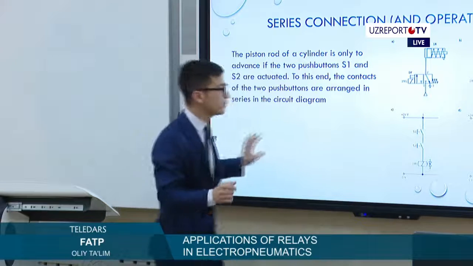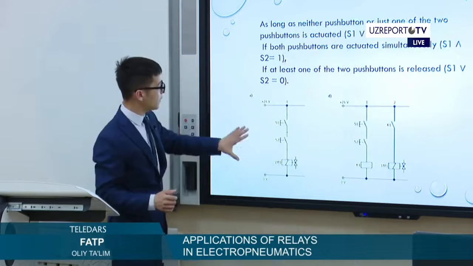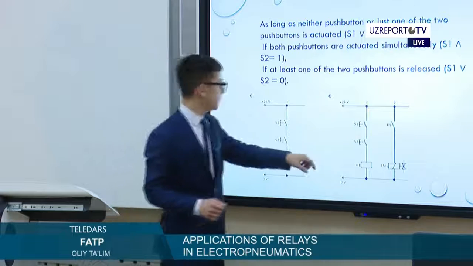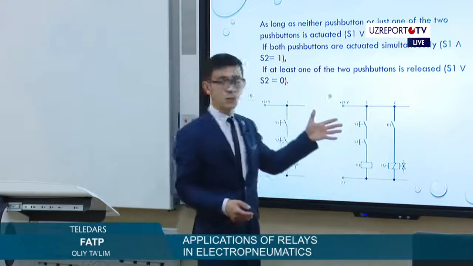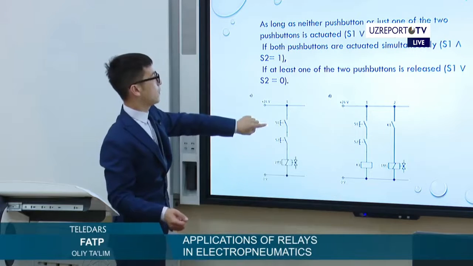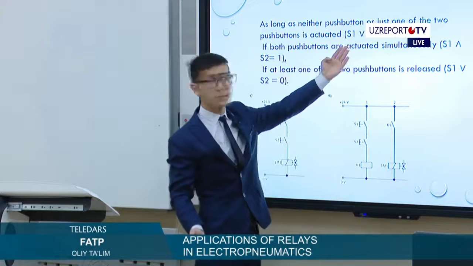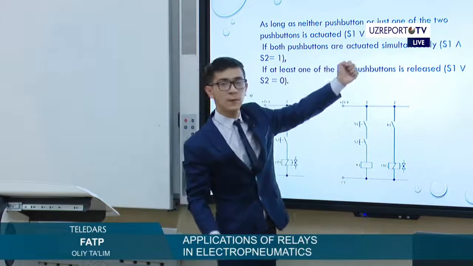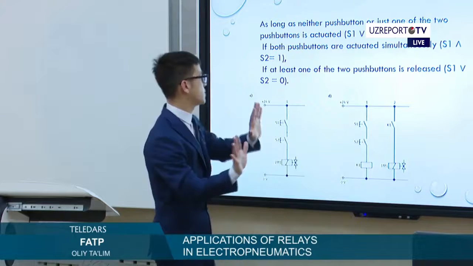And let's see it closer in our technology stream, how it works. Here we have C and D. One of them is a direct and D1 is an indirect connection. Here, as long as neither push button or just one of them is activated, shown in this action S1 and S2, it's equal to 0. It means that we don't have any technology process.